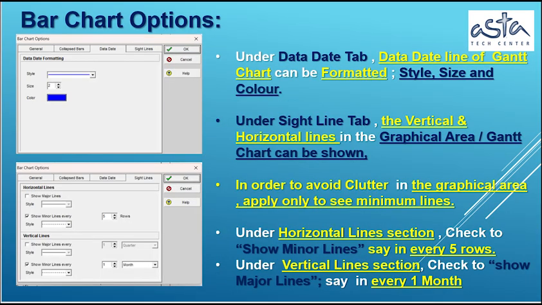Bar chart options. Under the data date tab, the data date line of the Gantt chart can be formatted as style, size, and color. Under the sight line tab, the vertical and horizontal lines in the graphical area of the Gantt chart can be shown. In order to avoid clutter in the graphical area, apply only to see minimum lines. Under the horizontal lines section, check and make it show minor lines, say, in every 5 rows. Under the vertical lines section, check and make it show major lines, say in every 1 month.